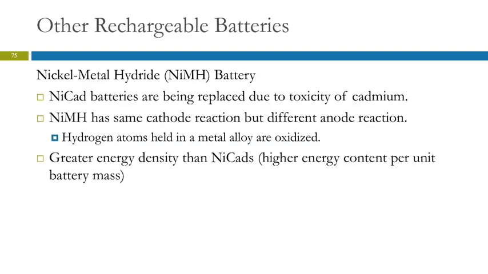Nickel cadmium. Cadmium is a heavy metal, and it's toxic. So trying to find alternatives to that, nickel metal hydride, abbreviated NiMH for metal hydride, has the same cathode reaction. The anode reaction is different. It's a metal alloy with hydrogen atoms in it, and it's the hydrogen atoms that get oxidized. This has greater energy density than a NiCad battery. And by that we mean how much energy can you get out of the battery per unit of battery mass.